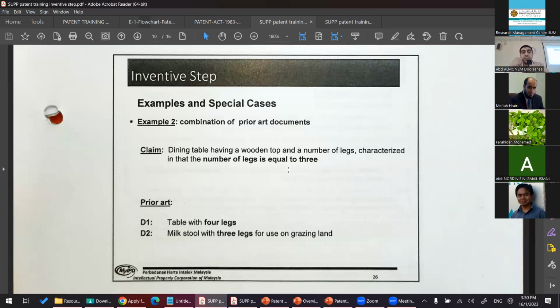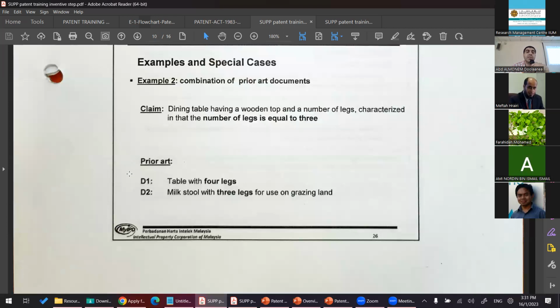Okay, example and special case: combination of prior art documents. For example, the claim, your invention, is a dining table having a wooden top and a number of legs, characterized in that the number of legs is equal to 3. So you want to invent a dining table with a wood top and 3 legs.